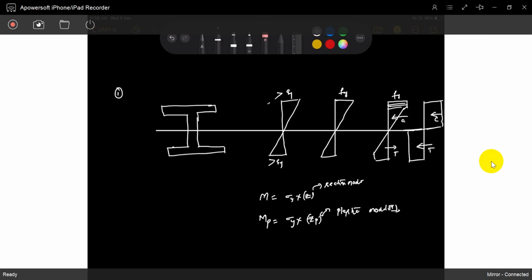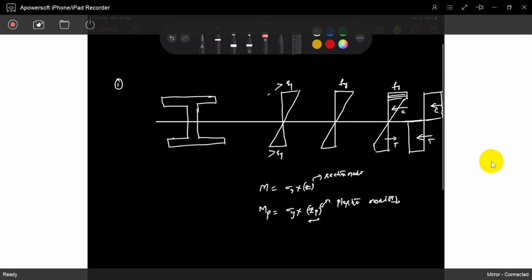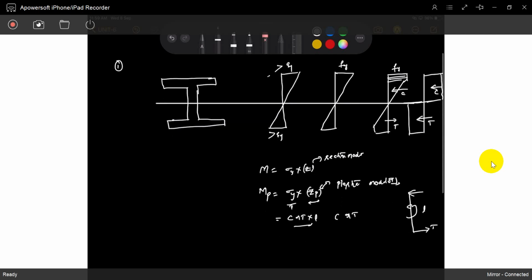So what is that value? We'll see how you get this value. Find out the compressive force or tension force. This is the compressive force, this is the tensile force. This distance is the lever arm. Multiply C or T with the lever arm and you get the moment. In this moment you can separate sigma y, and you get the section modulus. For plastic analysis, that is the plastic modulus.